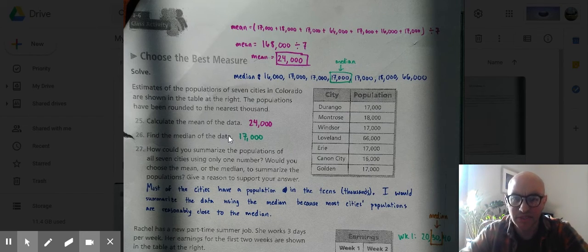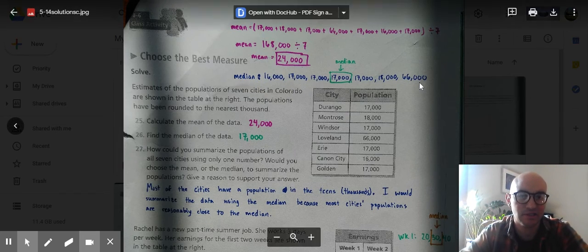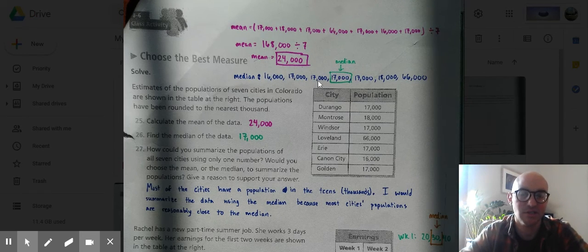The next was the median of the data. So all I have to do to calculate the median, I don't really even have to calculate, but I have to order the data from smallest to largest. And you can see that I've ordered it here. 16,000 is the smallest, 66,000 is the largest. Everything else, of course, fits in between. And then I just find the middle number. There's 7 numbers, so there's one middle number, and it's just 17,000. So that's that, the median of the data.